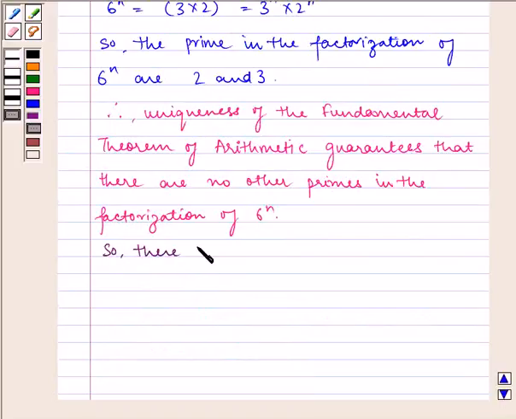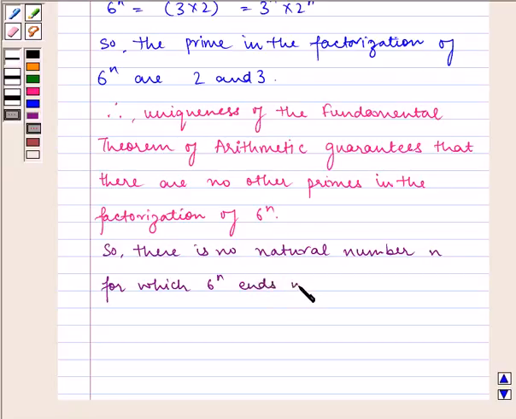So, there is no natural number n for which 6 to the power n ends with the digit 0.